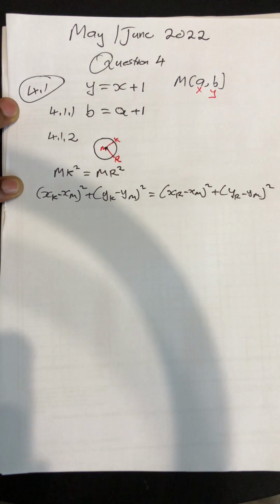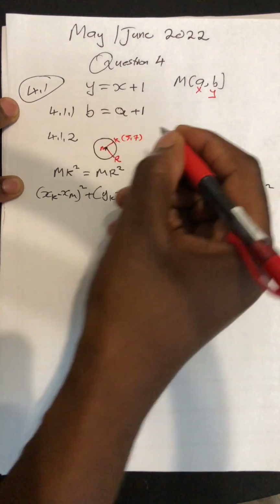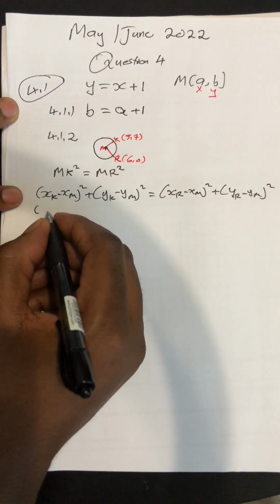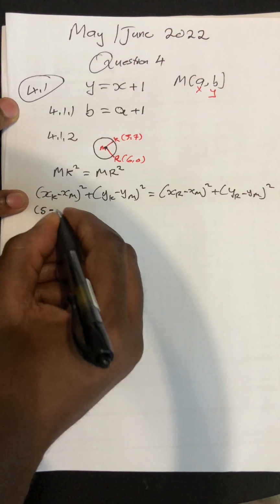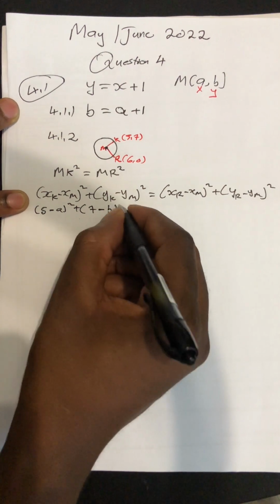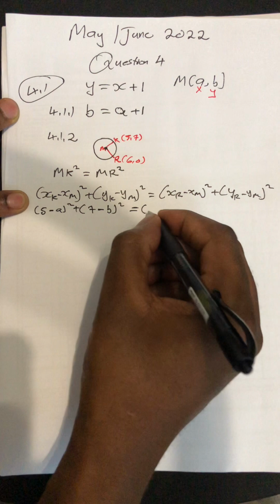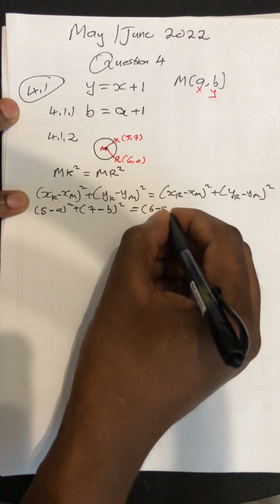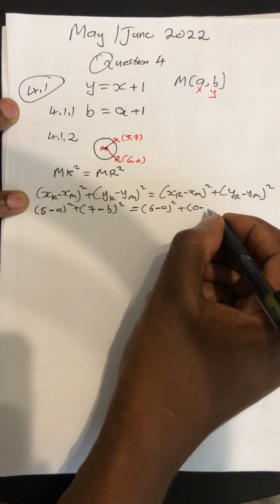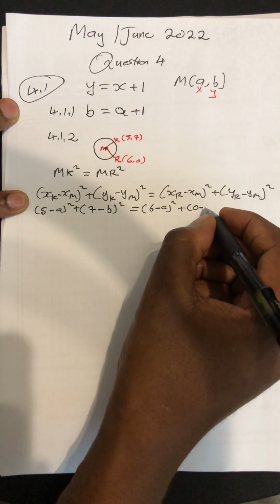So let's substitute with the given points. M is (a; b), K is (5; 7), and R is (6; 0). So x at K is 5, minus a, squared, plus 7 minus b, squared, is equal to x at R, which is 6, minus a, squared, plus 0 minus y at M. Y at M is b.